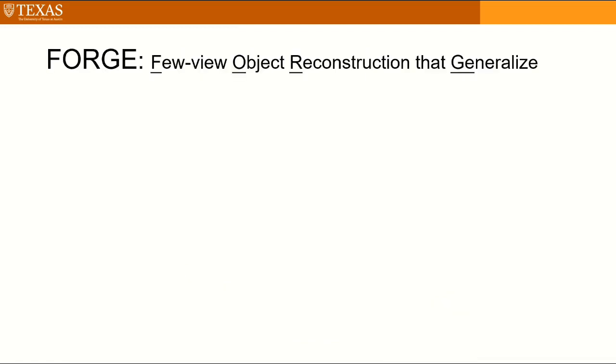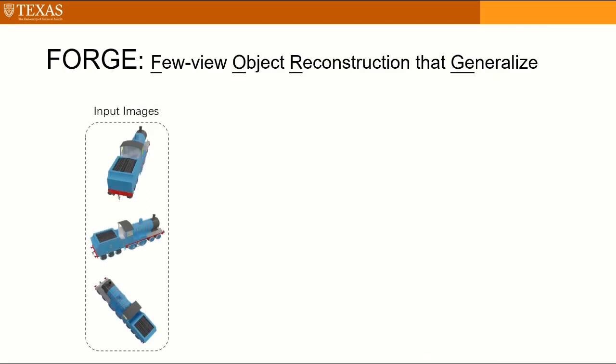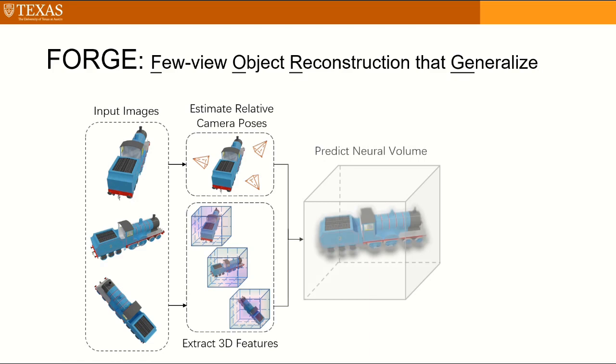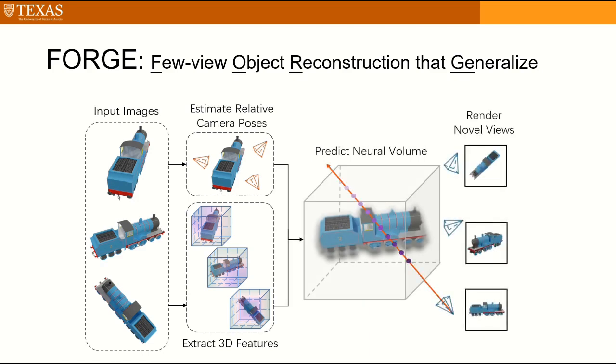We introduce our method, Forge. Forge takes in a few unposed images. It then predicts the relative camera poses between images and fuses the per view 3D features into a neural volume reconstruction. Then we can render novel views and supervise the model with rendering losses.